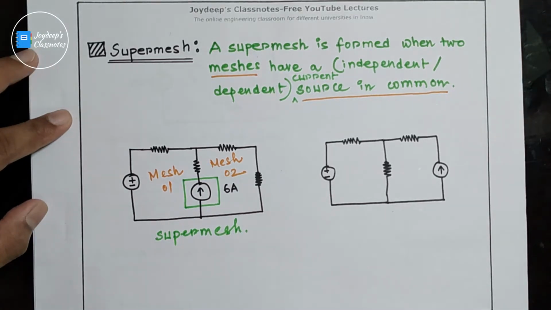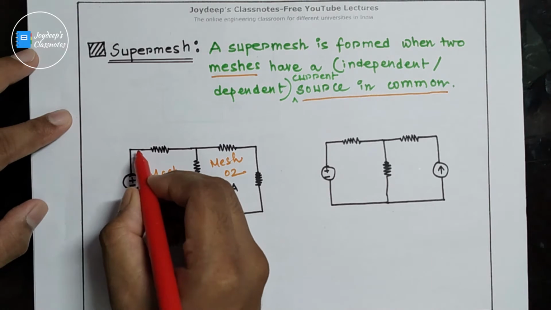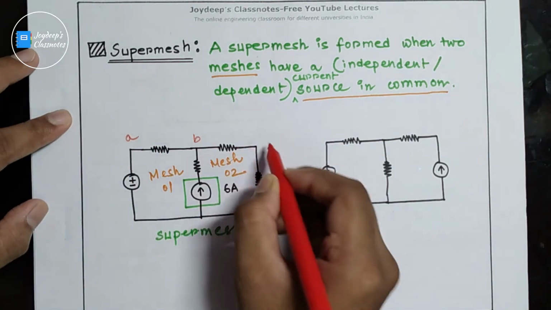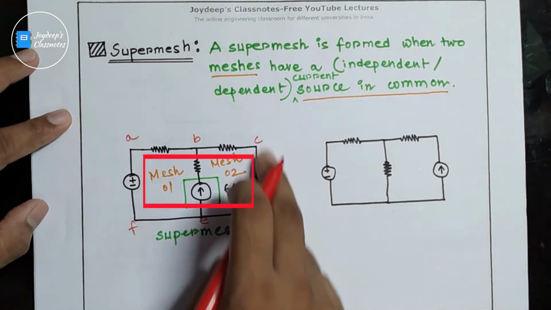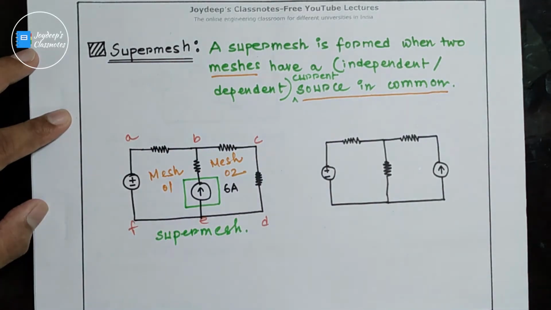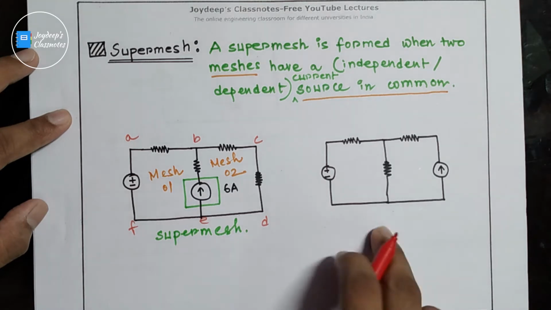And what is our supermesh for this circuit? Our supermesh is this A, B, C, D, E and F. A, B, C, D, E, F, A. This is our supermesh. Clear? Now what about this circuit?